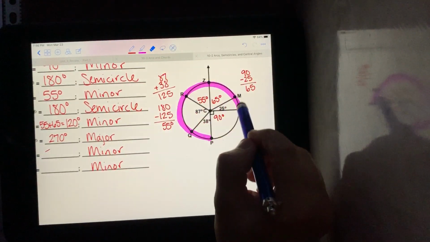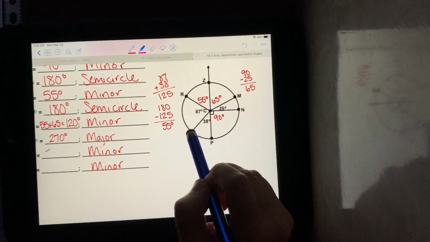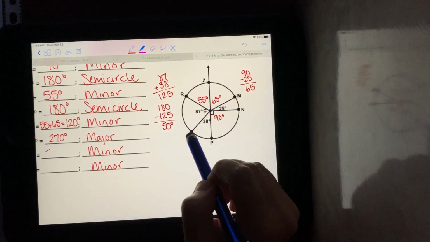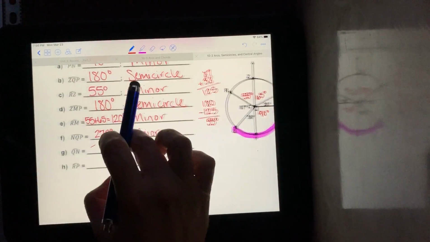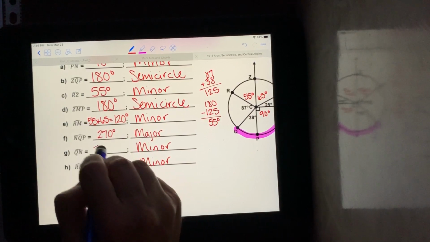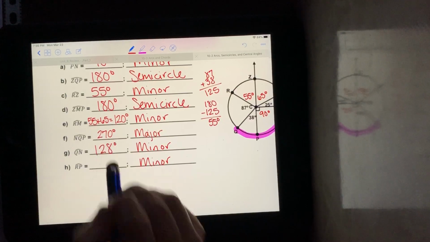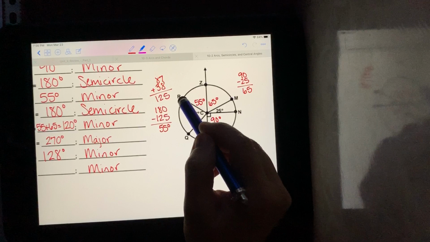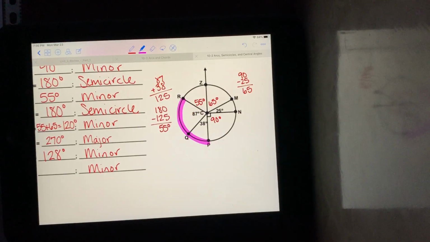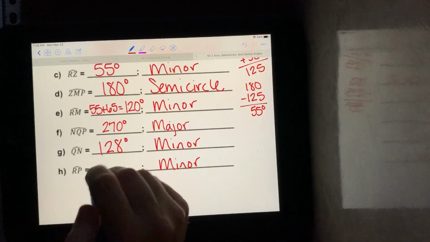Almost there. QN, Q to N. We know not to go this way because that would be over half, so we have to connect this way. So we're going to add 90 and 38, which gives us 128 degrees. And the last one, RP, R to P. Again, it's a minor arc, so we go the short direction, not the long way. Add up 87 and 38, and we get 125 degrees.